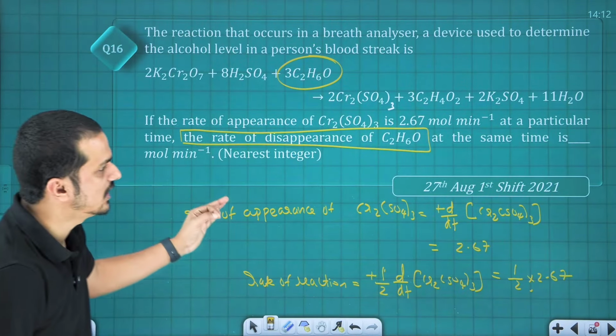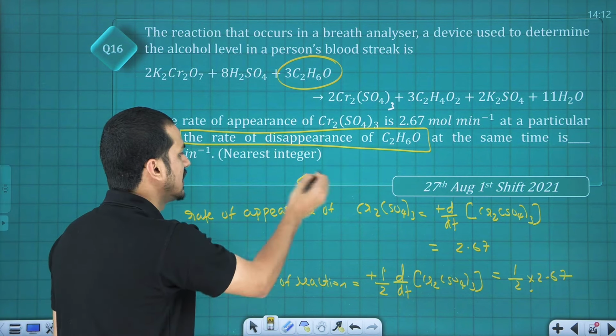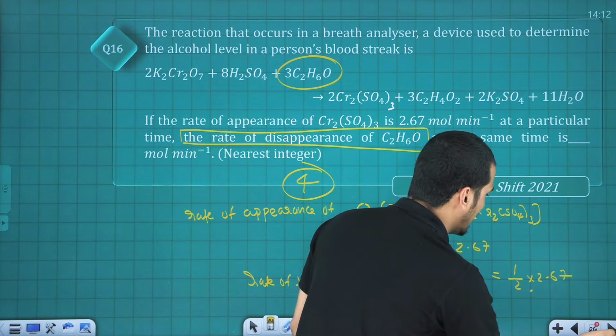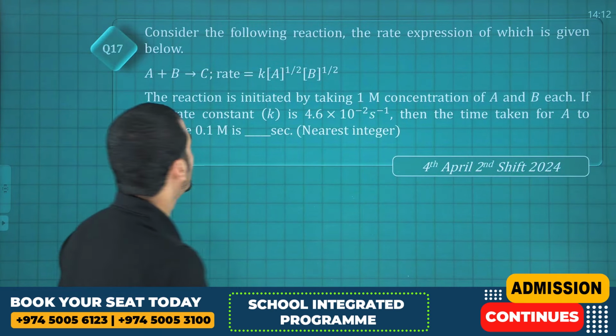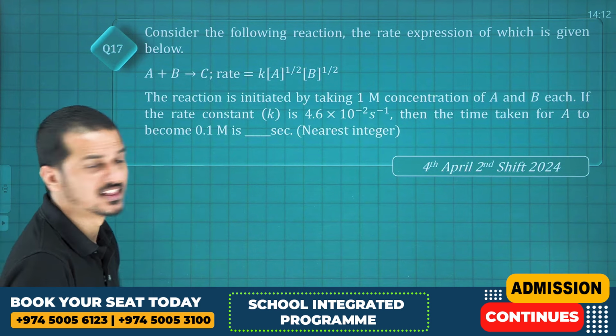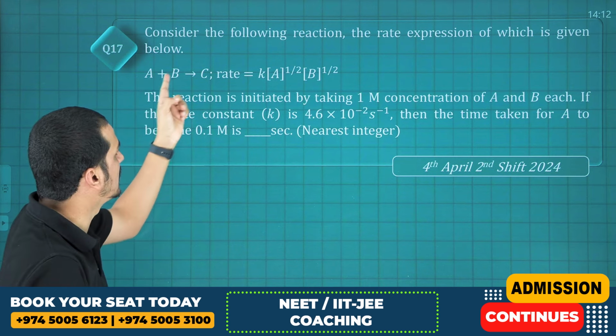So the nearest integer is 4. Clear, dears? Okay. We can move to the next question, 70th question. Consider the following reaction. The rate expression of which is given below as A plus B gives C.